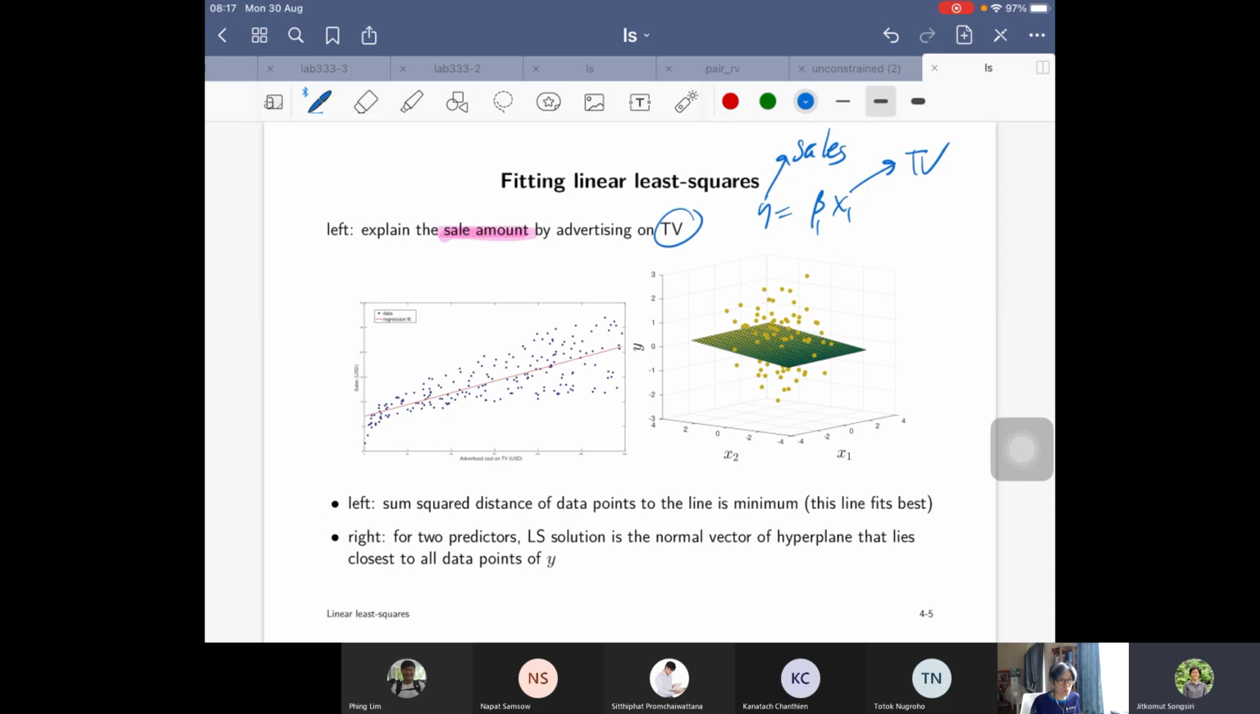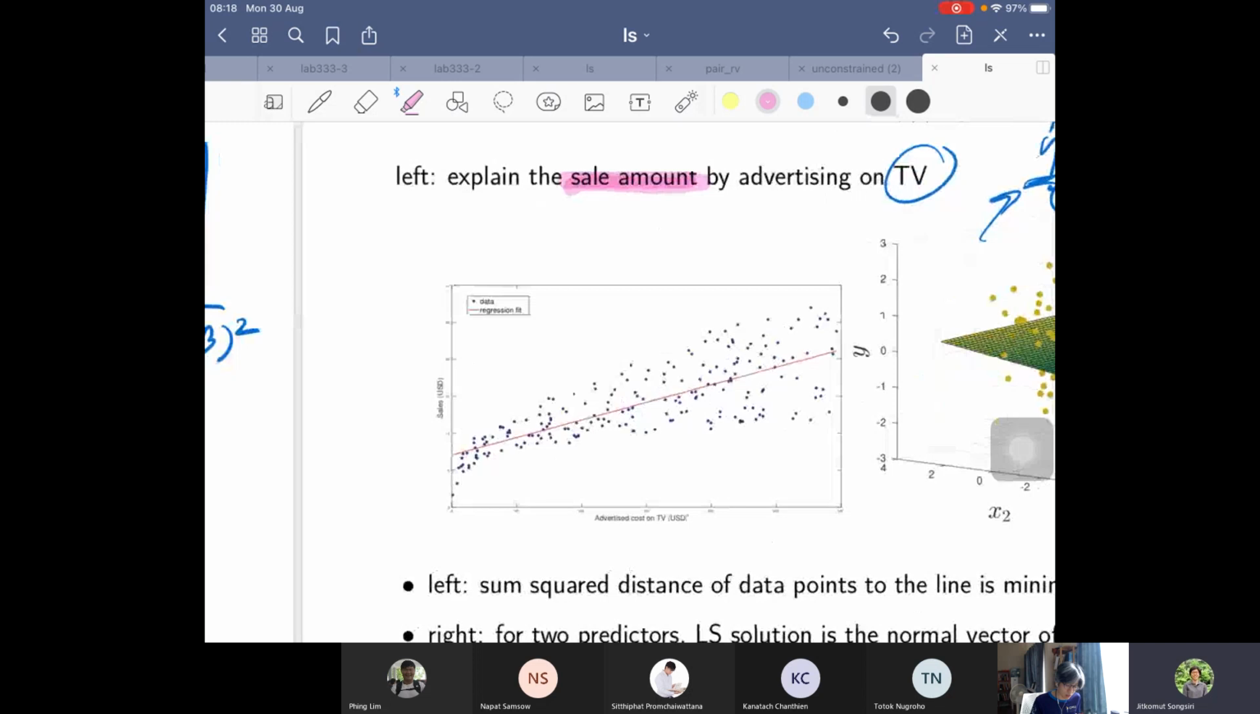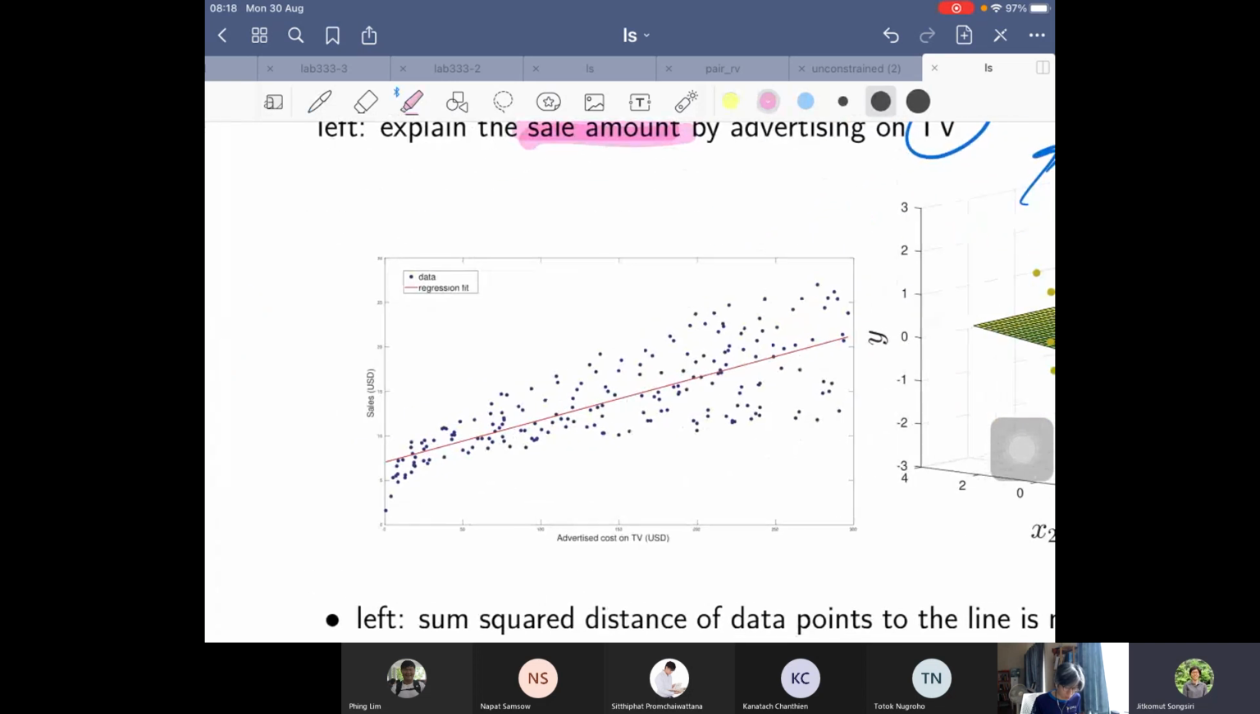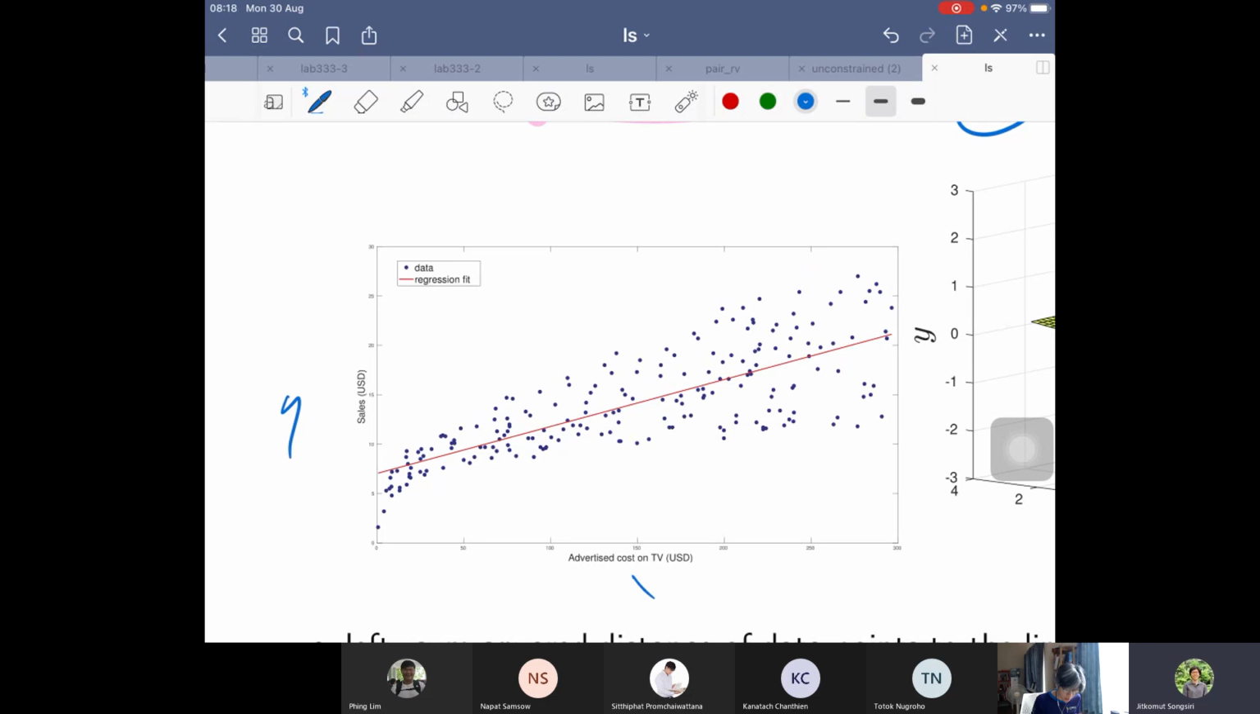Of course, you want to explain a relationship. If I spend, for example, a million on the advertising on TV, I would like to see how much more sales increase in the product. So in this example, you use one predictor, one variable, in order to explain the response y. After you fit the linear least square, these form a relationship, and in this example, x is just a single variable, so you can plot a relationship y and x.